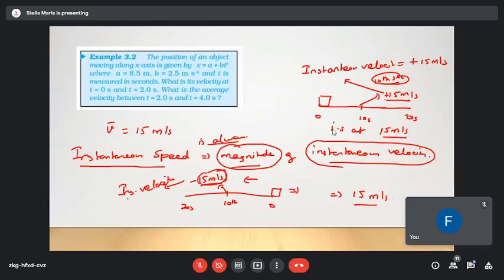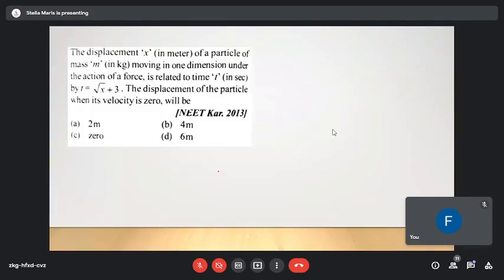Okay, right. So we'll move to the next topic. Oh, actually you have a question here. First we'll solve this question, then we can move. As you can see, this is asked in NEET 2013. In the question they have given a displacement. What is displacement? Change in position, right? Yes, sir.